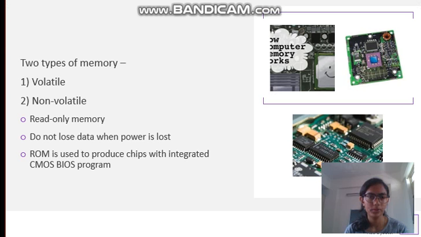So, there are two types of memories in the system. These are volatile and non-volatile. Volatile memory is that kind of memory which does not retain the information or the data when the power supply is switched off. While the non-volatile memory can retain the information even if the power supply is off.